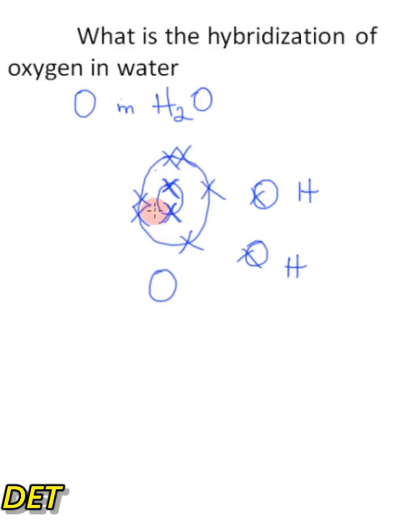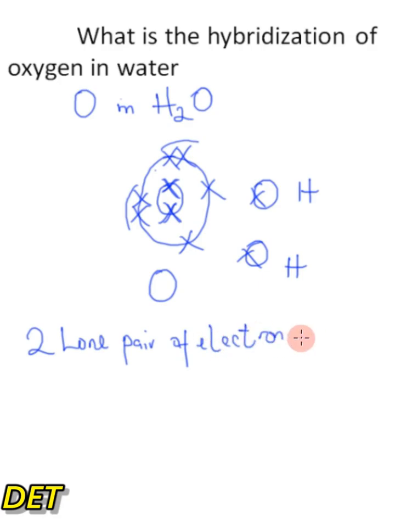So in this oxygen atom, we have two lone pairs of electrons. This is a lone pair of electrons. This is another lone pair of electrons. Like I said, a lone pair of electrons is when you have two electrons that are not involved in chemical bonding, right? So in this oxygen, we have two lone pairs of what? Electrons. And these two lone pairs of electrons are equal to two regions of electron density.